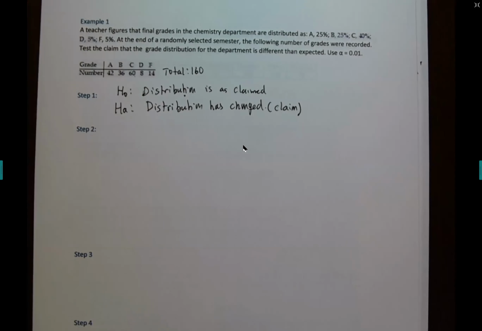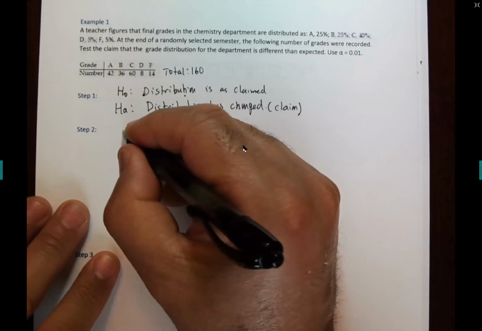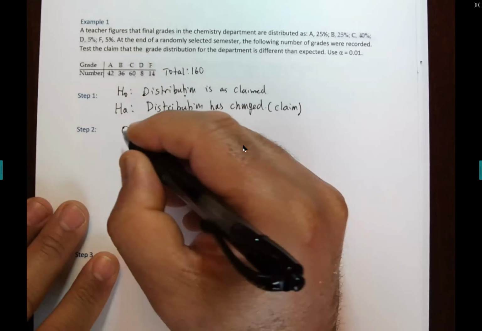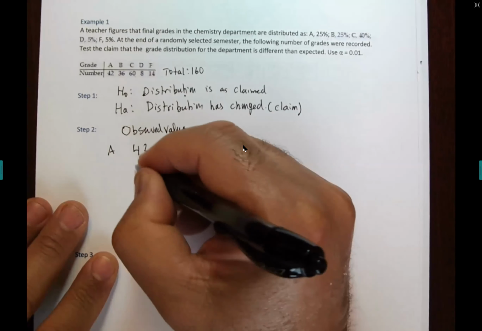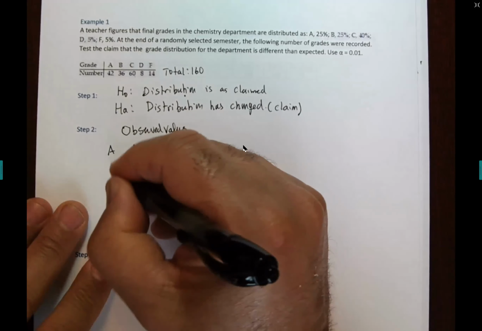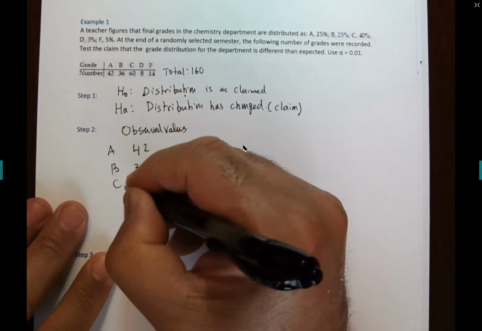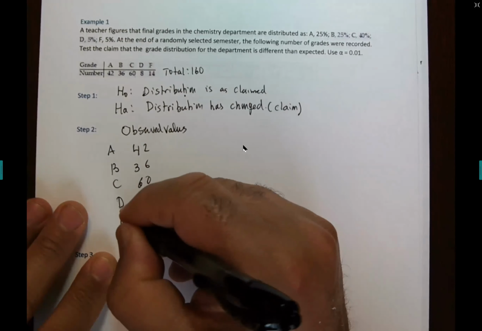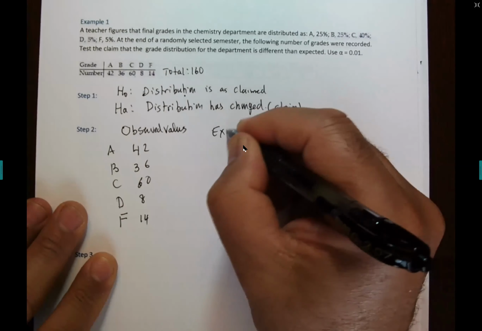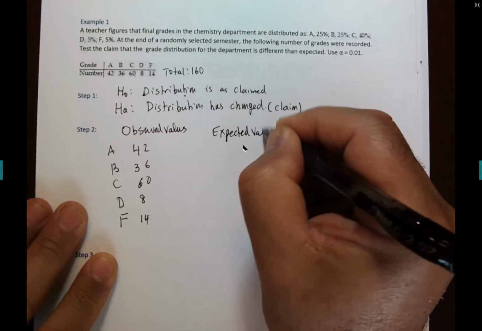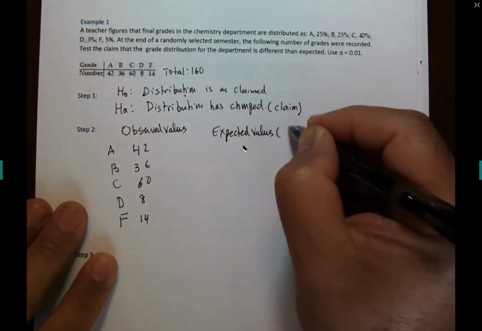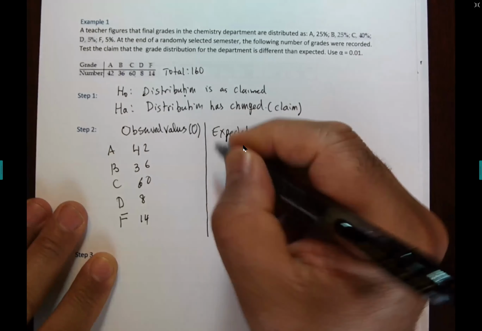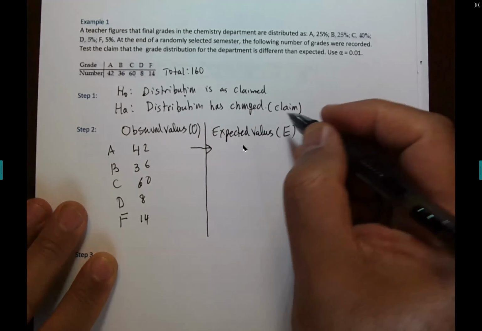Step number 2, guys. Have your calculator handy. We have the observed values. I'm gonna list them here. I got 42 for A, 36 students got a B, 60 students got a C, 8 students got a D, and 14 students got an F. Now we need the expected values. For the calculator, it needs the expected values. They call them E. Now observed values are called O.